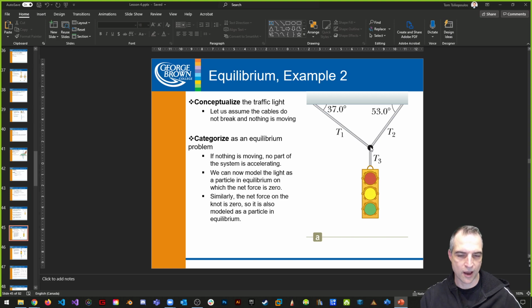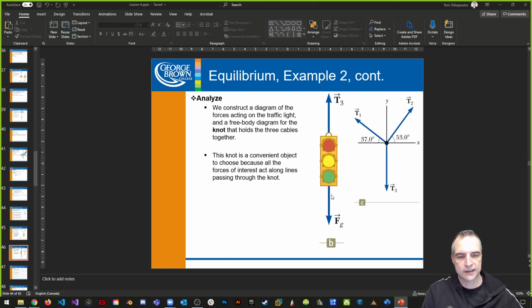That means the knot, where the center of mass is, if you think about it, is not moving left, right, up, or down, which means the sum of all forces in this particular place here is 0. It's also modeled as a particle in equilibrium. The next thing we do is draw a free body diagram, right? We construct a diagram of the forces acting on the traffic light and a free body diagram for the knot that holds the 3 cables together.